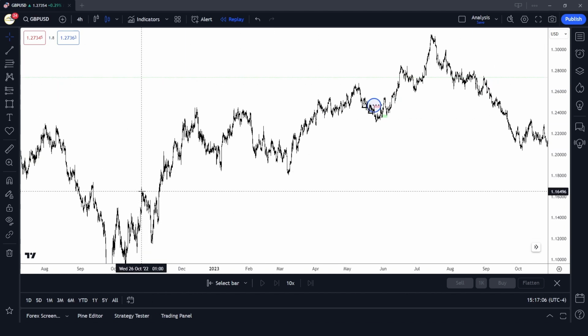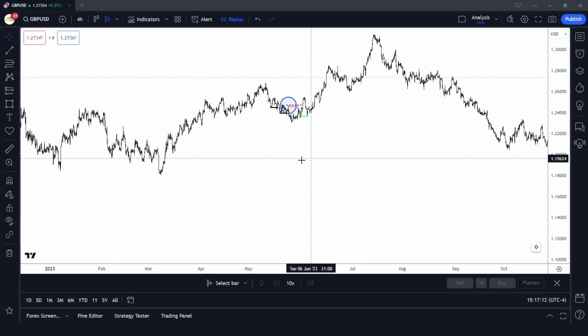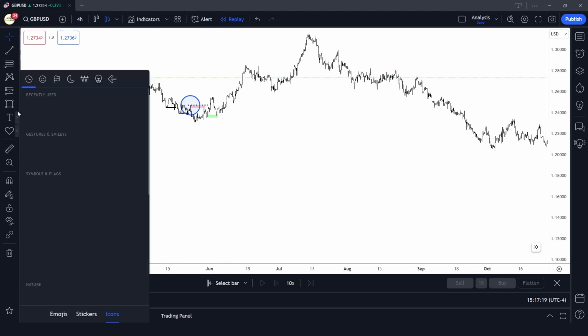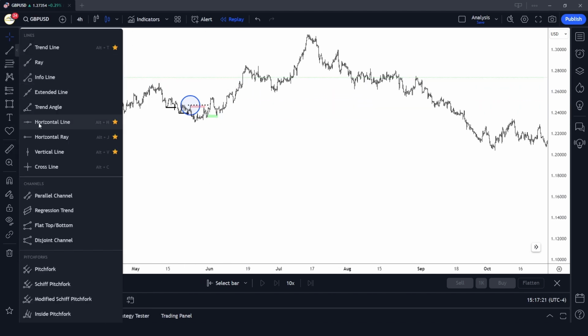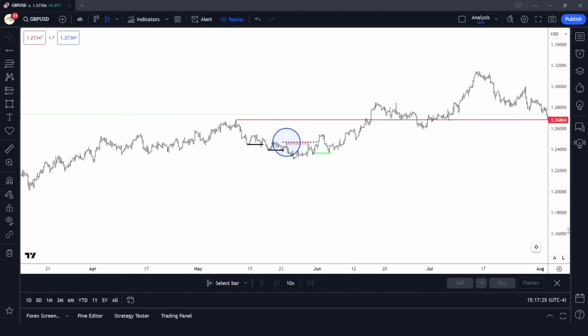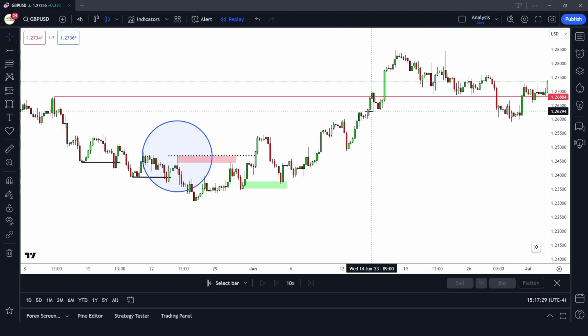For example, there's the formation of this higher high, this higher high, and another higher high here. So we can target the most recent higher high as our take profit for this demand zone. So we'll be putting our take profit around this area here, and then we can go ahead and exit the trade once the market hits this level.